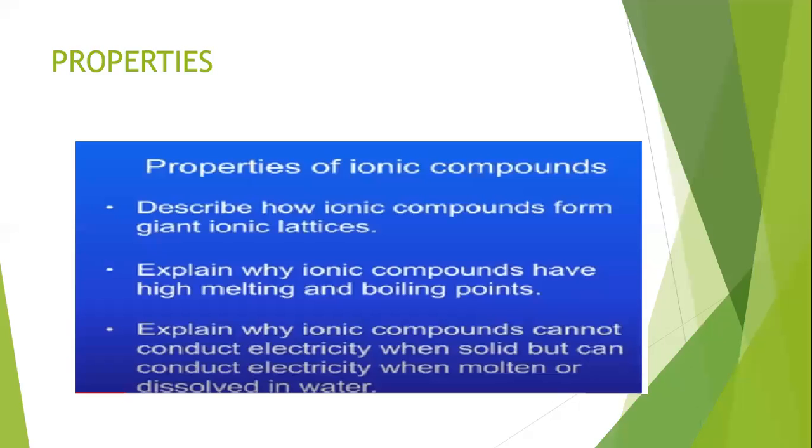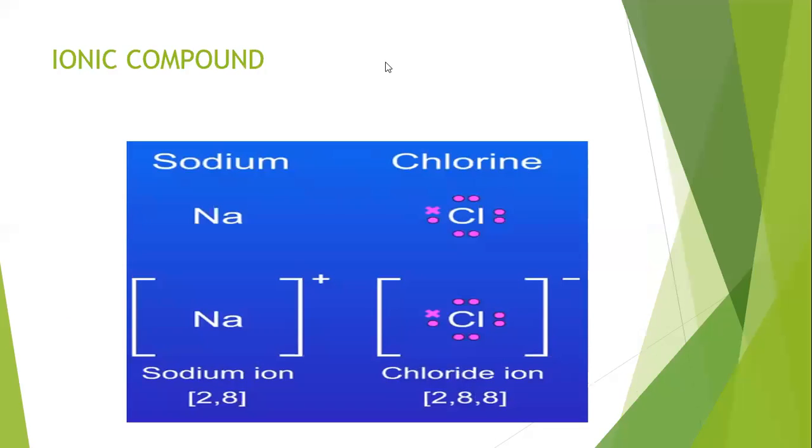After this lecture, you will be able to describe how ionic compounds form giant ionic lattices, explain why ionic compounds have high melting and boiling points, and explain why ionic compounds cannot conduct electricity when solid, but can conduct electricity when they are in a molten form or when they are dissolved in water. Here you can see the ionic structure of sodium chloride.